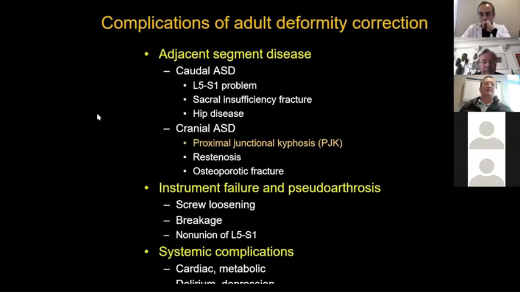We can place the complications in three groups. One is adjacent segment disease. It may be the caudal or cranial part. If it is the cranial part, proximal junctional kyphosis is the main one, and it's very common. Restenosis and osteoporotic fractures come together with that PJK. Instrument failure and pseudoarthrosis may happen, even breakage of the rods. And systemic complications are a big deal, since these are older persons: cardiac and metabolic problems, delirium, and depression are the main concerns of postoperative status.